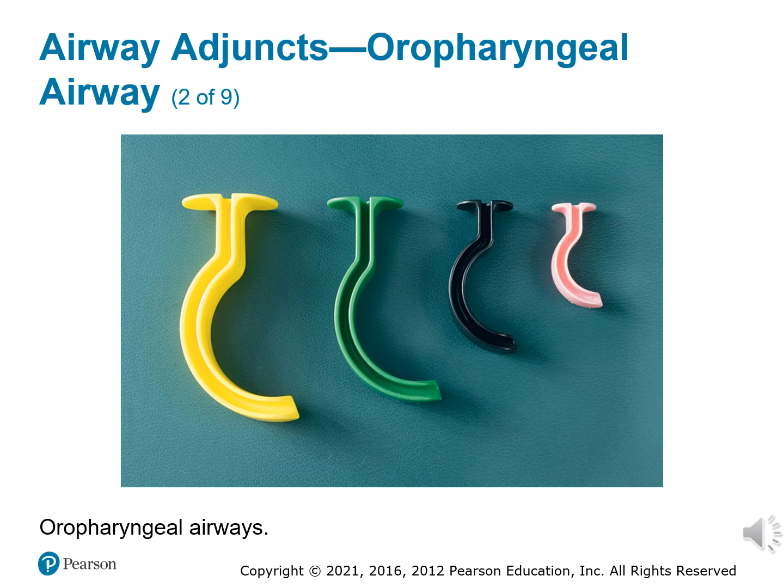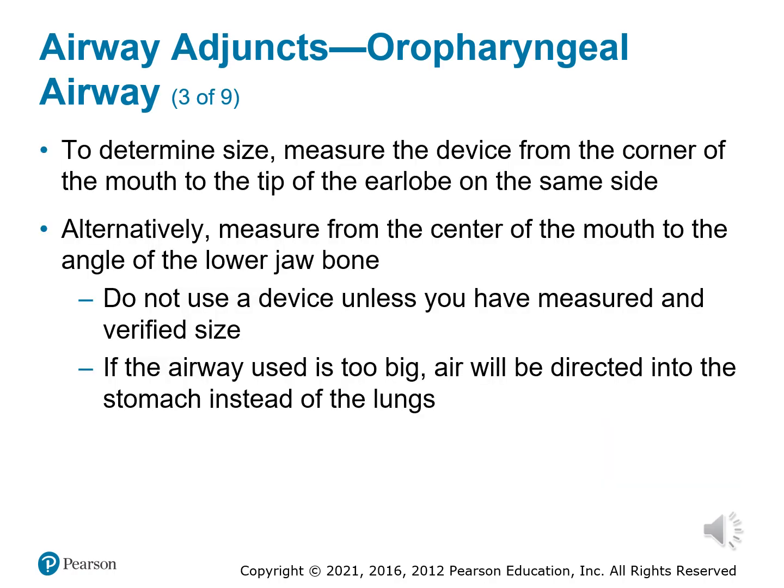Here are some examples of different sizes of the airway adjuncts for the oropharyngeal airways. To determine size, you want to measure the device from the corner of the mouth to the tip of the earlobe on the same side. Alternatively, you want to measure from the center of the mouth to the angle of the lower jawbone. Do not use a device unless you have measured and verified the sizes.